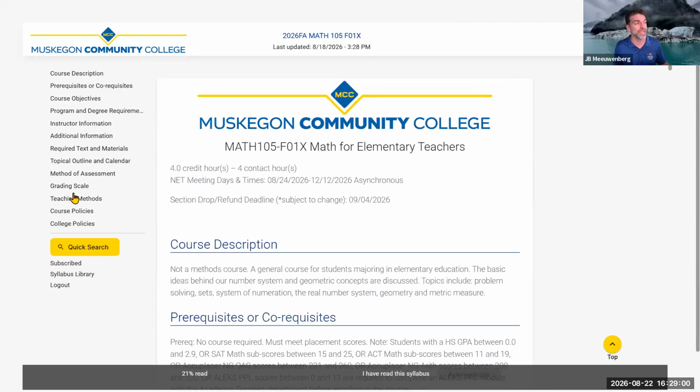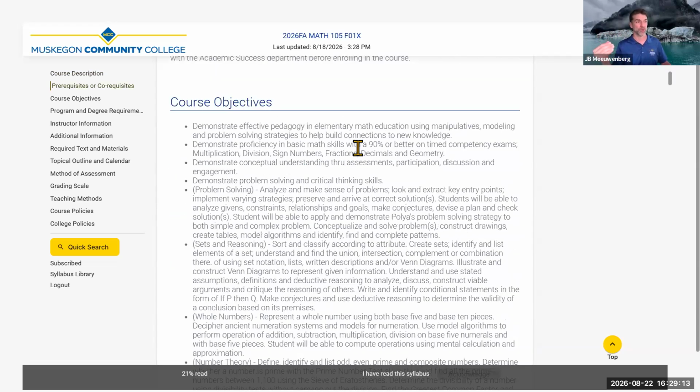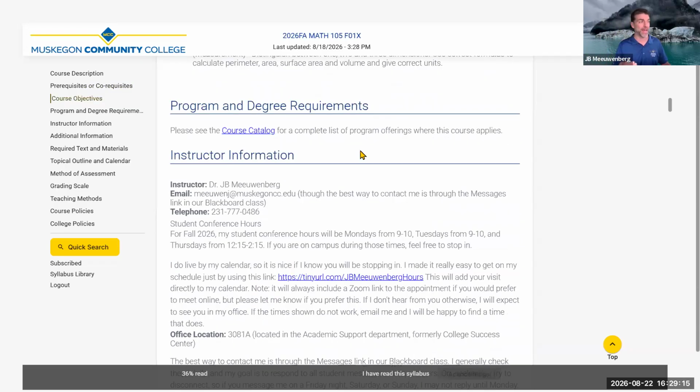If you want to jump to any specific section in the syllabus, there it is. For some of these things, I'm just going to mention that they exist. Please go through it in a little bit of detail. Obviously, we've got the description of the course, prerequisites, course objectives. I'm going to jump right past those. That talks about what we're doing in the course.